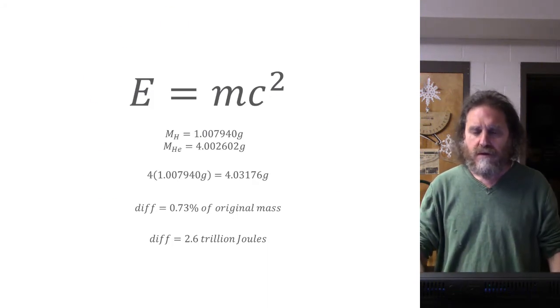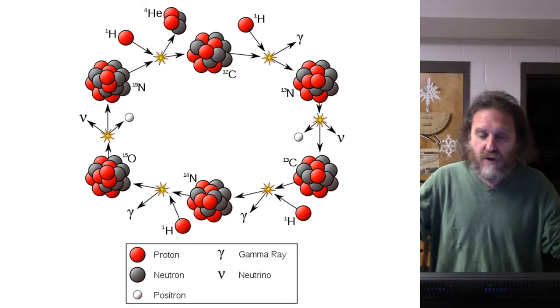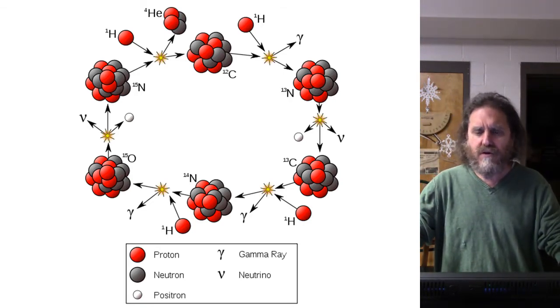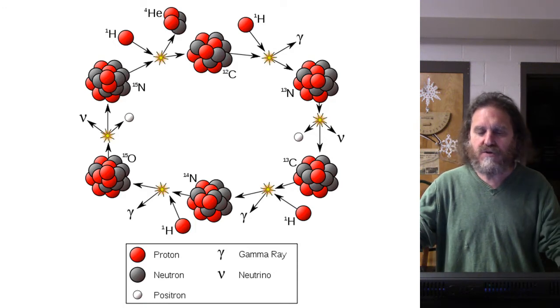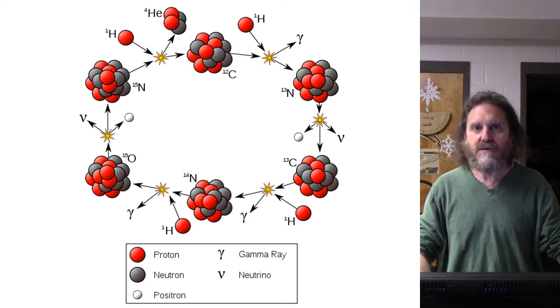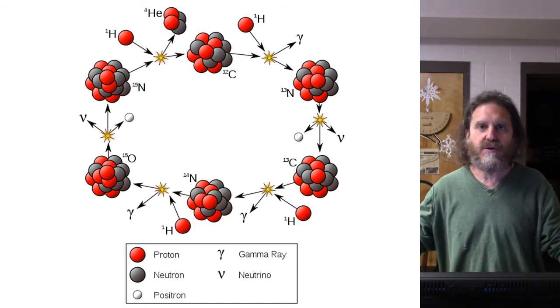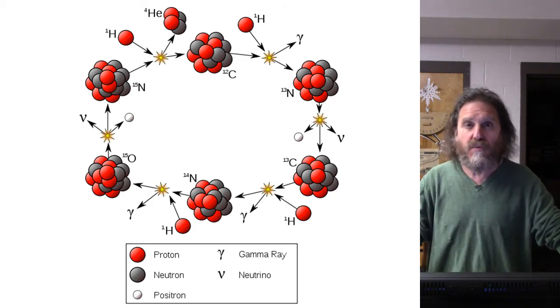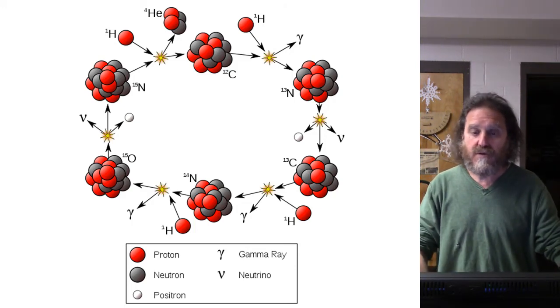Okay, this is another thermonuclear process that occurs in heavier stars. The bottom line is the same. Protons are converted into helium nuclei, but carbon nuclei, oxygen nuclei, and nitrogen nuclei are involved in it. It's called the CNO cycle. The bottom line is the same as the proton-proton chain. I'm just showing you this because there are other nuclear processes that occur in other stars.